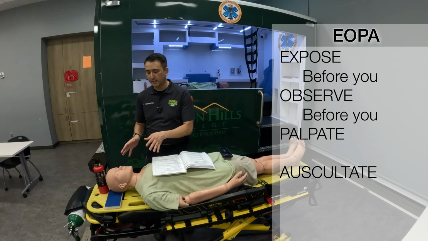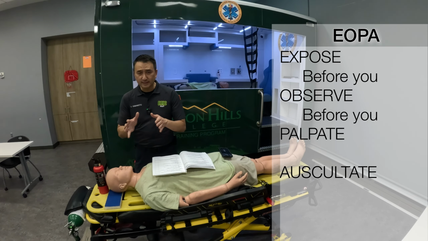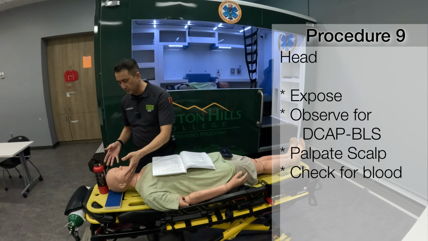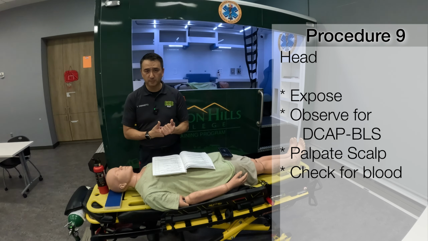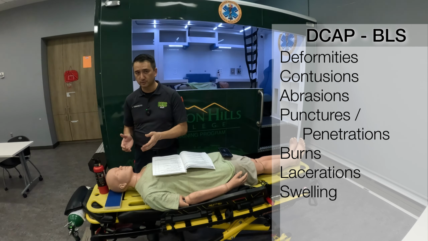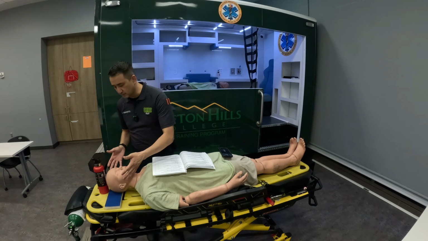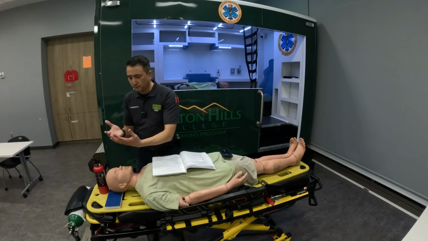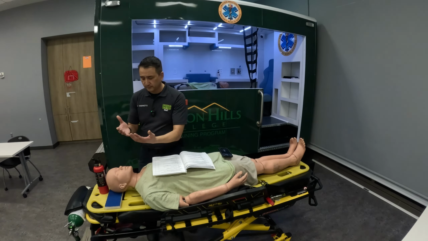We're going to start with the head. First thing you want to do in each section is expose, observe, then palpate. So we're going to expose and observe for DCAP-BLS: deformities, contusions, abrasions, punctures or penetrations, burns, lacerations, or swelling. You actually want to expose it. Then we want to palpate the head. Check your hands for blood.